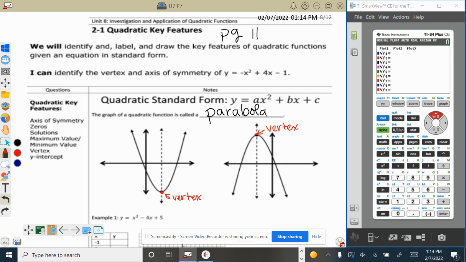I'm going to erase this one and move it to the other side. So it's where it changes direction. If it's opening up, then instead of going down, now it's going to go up. If it's opening down, instead of going up, then it will go down. If the vertex is at the bottom of the parabola, it's called a minimum. And if it is at the top of the parabola, it is called a maximum.